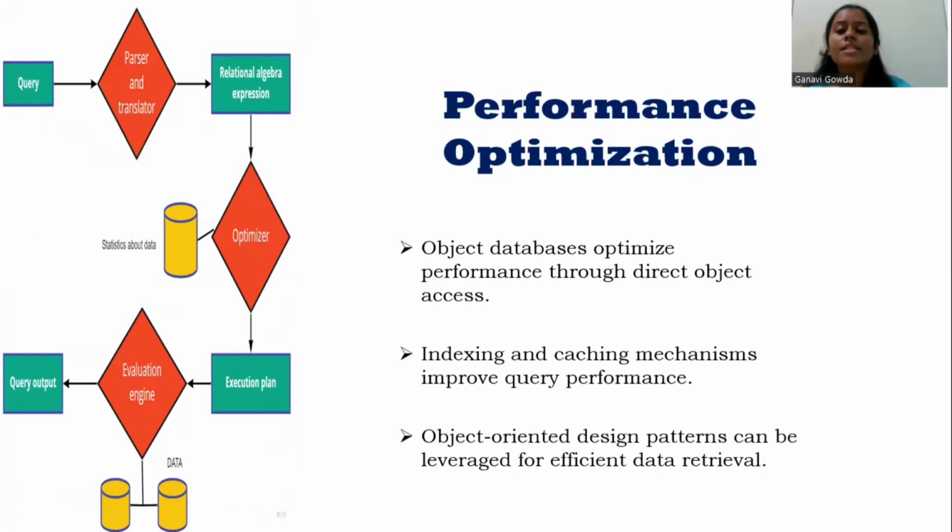Performance and optimization. Object databases optimize the performance through direct object access. Indexing and caching mechanisms improve query performance, and the object-oriented design patterns can be leveraged for efficient data retrieval.